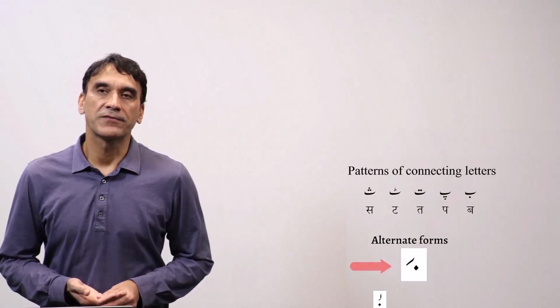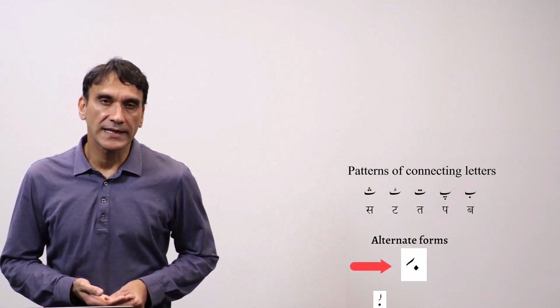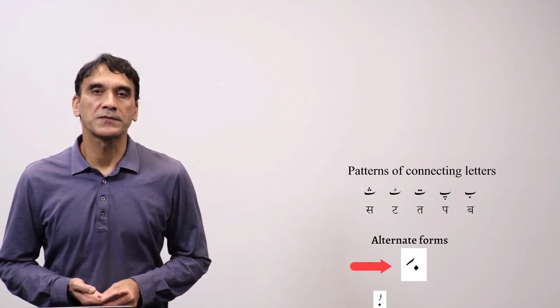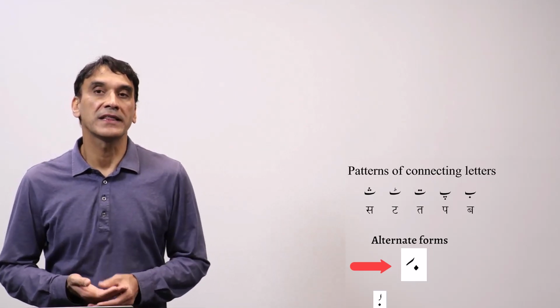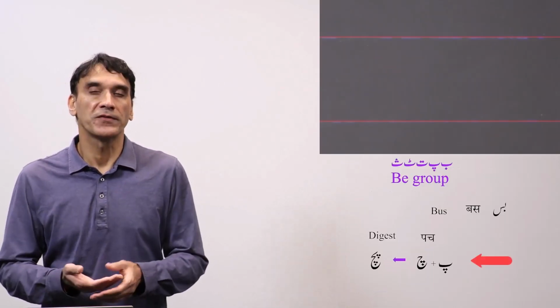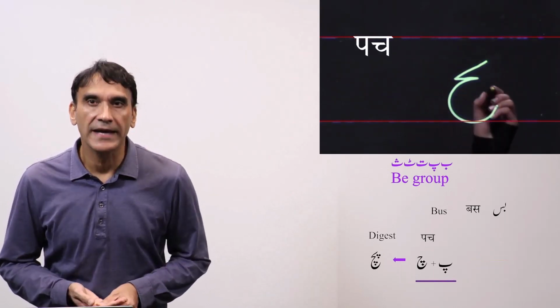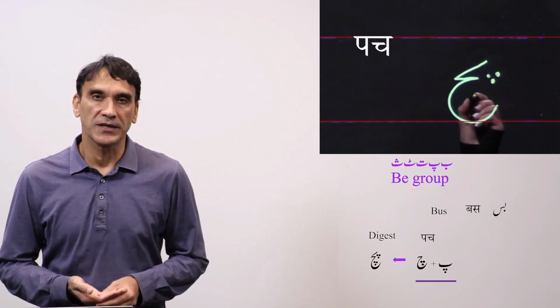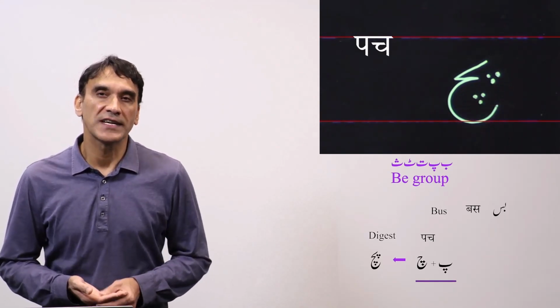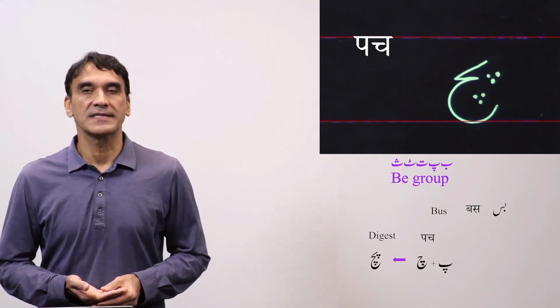The second alternate form is a slanted line with the nuktas. You can see here how it looks like. This alternate form goes with the Jim group with Mim and Do Chashmi Hai. The first example of this alternate form is Pach, to digest, the root of the verb. You write Pe as a slanted line with 3 nuktas and attach it to the top part of Che. We haven't taken how Che is written as the last letter, but pay attention to how Pe is written as the slanted line.